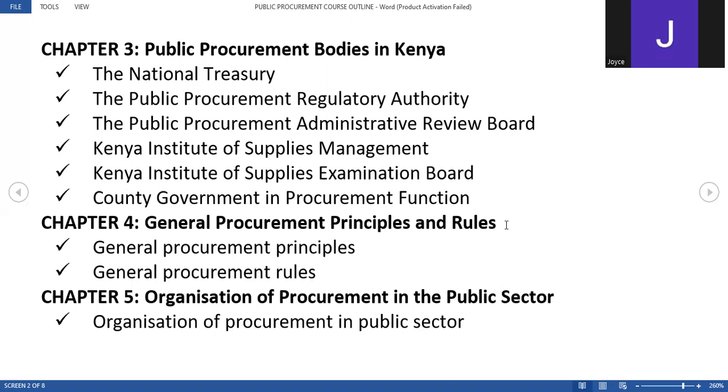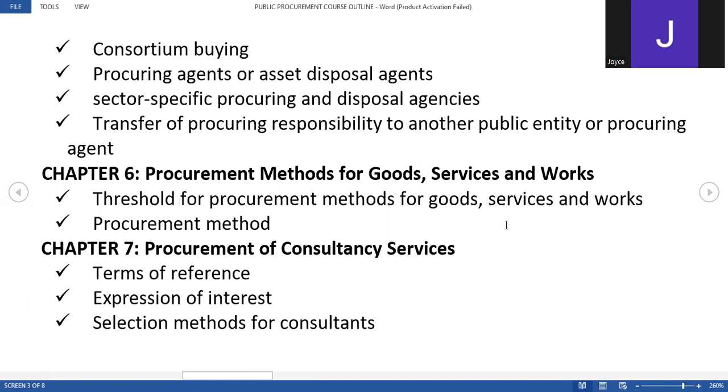Chapter 4 will be talking about the general procurement principles and rules. We'll be able to understand more about the rules and more about the regulations in public procurement. Chapter 5 is about organization of procurement in the public sector. And when we talk about organization of procurement, we are looking at how the structure of the public sector is in terms of procurement. And here we shall be looking at the accounting officer. What does the accounting officer do? What does the procurement function do? What do the agents do? And things like that.